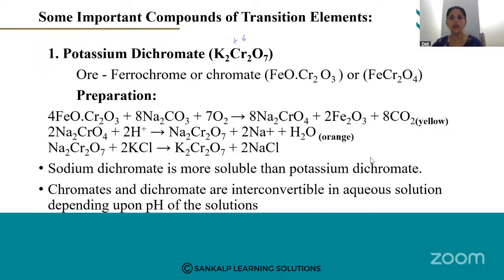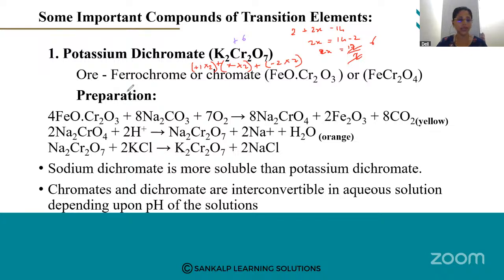You can calculate the oxidation state. K2Cr2O7: potassium is +1 into 2 potassium atoms. Chromium I'll take as x into 2. Oxygen is -2 into 7. So it is 2 plus 2x minus 14, equal to 0. So 2x is equal to 14 minus 2, which is 12. 12 by 2, so x is 6. So chromium exhibits an oxidation state of +6.